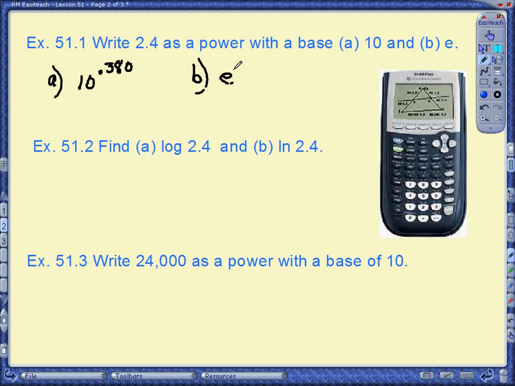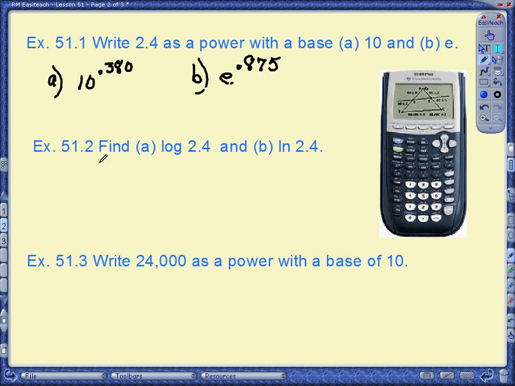So we're going to raise e to a power. We're going to do exactly the same thing. We're going to hit the ln button, which is the 7th button down, and put in 2.4. And then we're going to have 0.875 as the exponent.